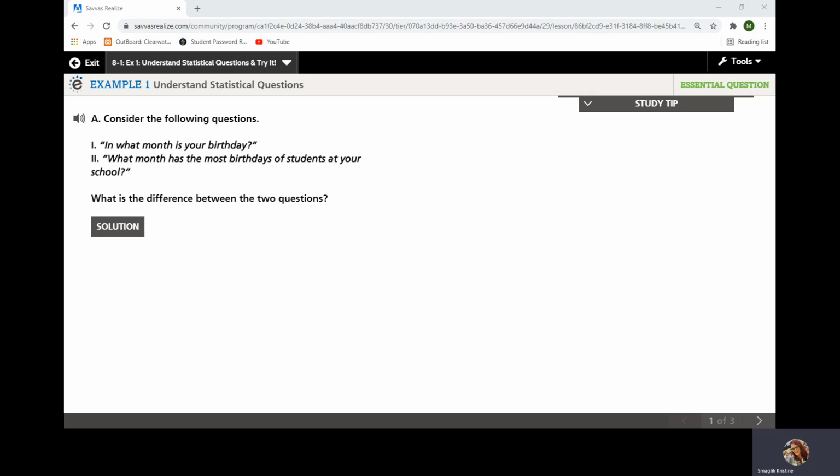Well, if I just ask you that first question, you're going to have one answer. I'm going to get one piece of information. If we go with question number 2, I'm going to be asking many different students, and I'm going to get a lot of information back. So question 2 is what we call a statistical question. It can be answered by collecting many pieces of information, which is our data, and then summarizing the data.